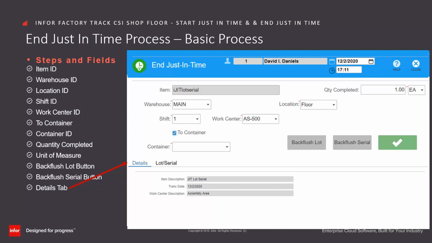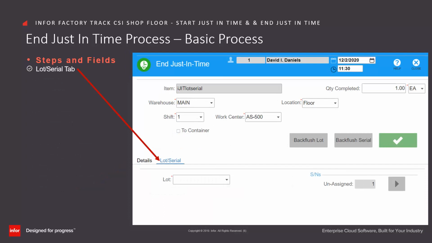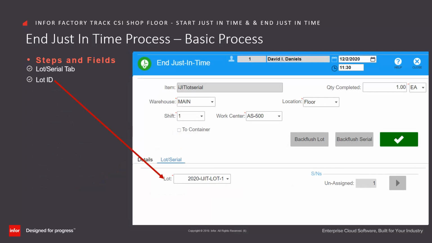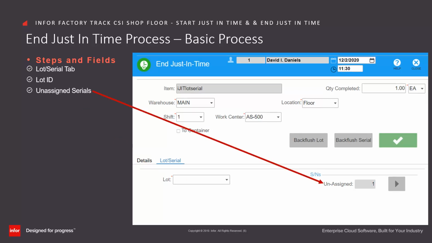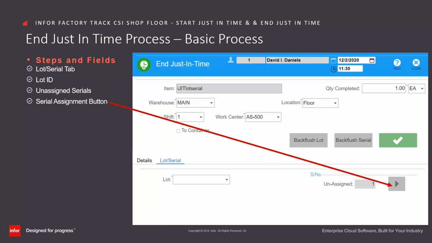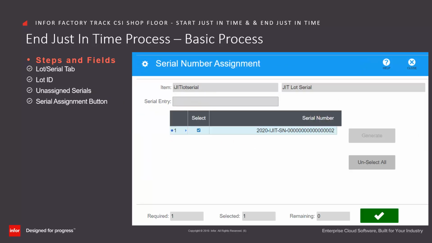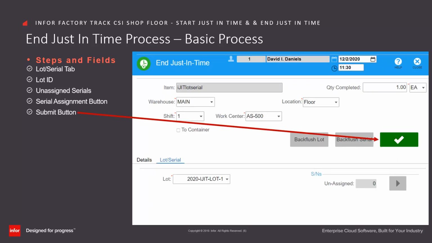If the item is lot and/or serial controlled, the Lot and Serial tab is enabled. Enter, scan or select from drop-down the lot ID, or leave the field blank to have Factory Track generate a new lot ID. The unassigned serials field displays the number of items still requiring serial assignment. Click on the Serial Assignment button to enter, scan or have serial numbers generated to assign to the items. Once all serials have been assigned, click on the Submit button to stop the just-in-time transaction.